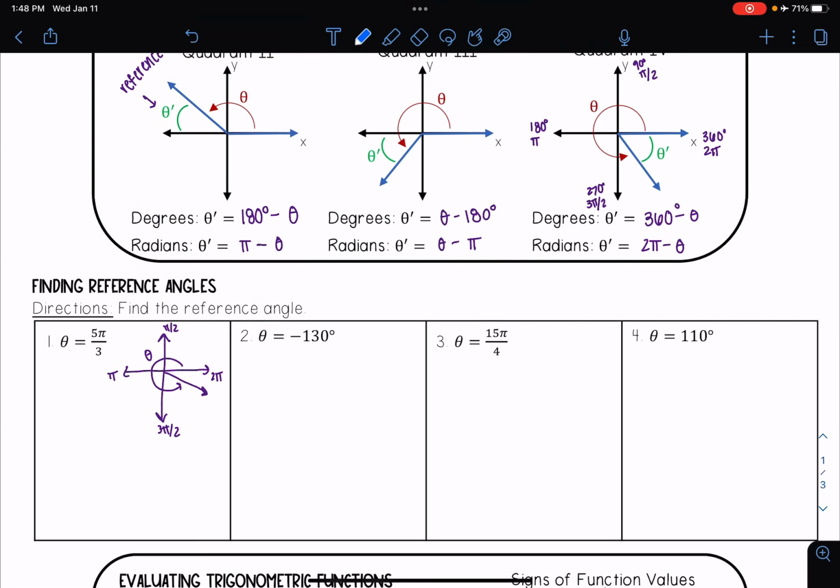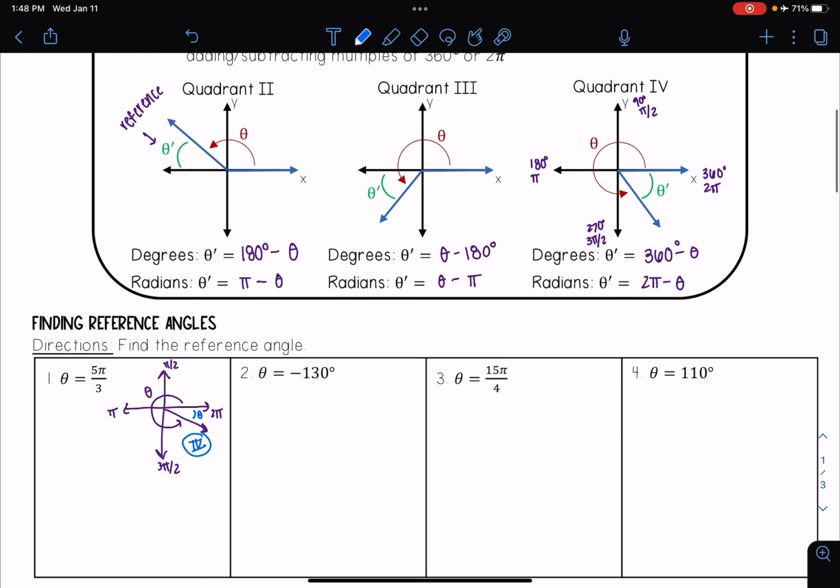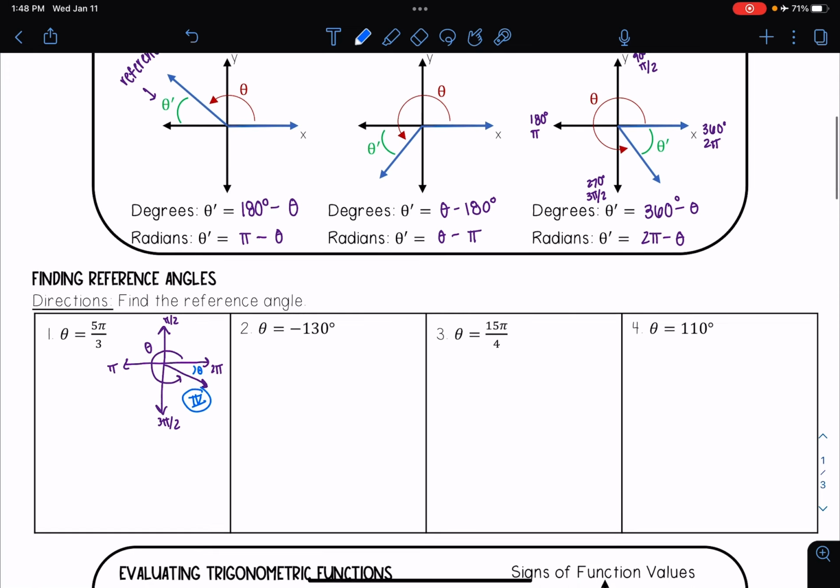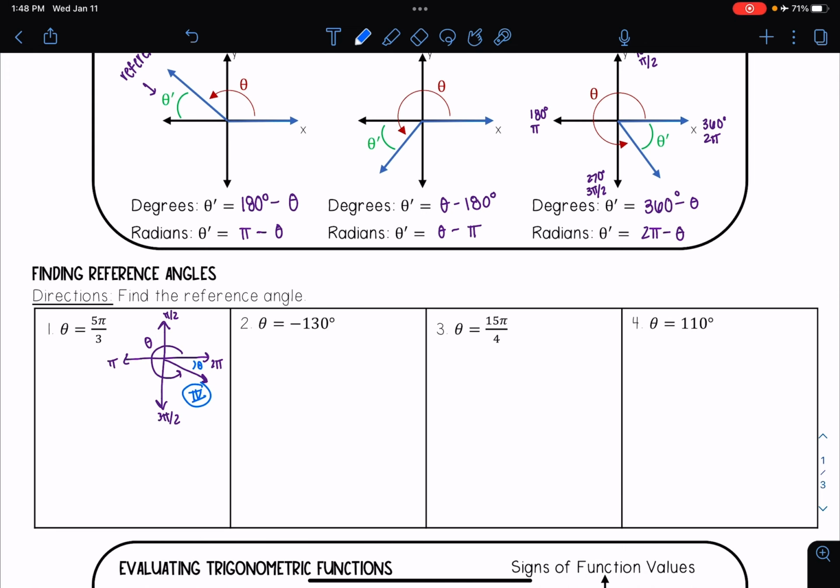And so that means my reference angle is going to be this angle right here. Since I am in quadrant 4, I'm going to be using this equation here. This tells me that theta prime is going to be equal to 2 pi minus theta. So I have 2 pi minus 5 pi over 3. When I do that subtraction, getting a common denominator, I get that the reference angle is pi over 3.